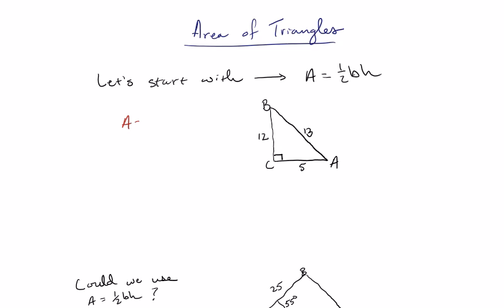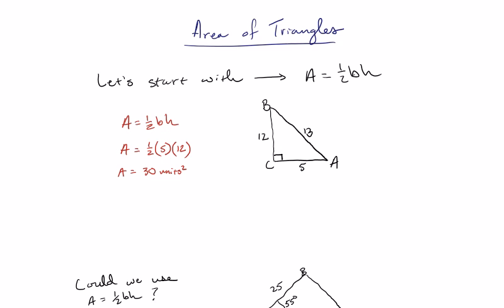So area equals 1/2 base times height, and in our picture we can see that the base is 5 and the height is 12, and so then we would say area equals 1/2 times 5 times 12. 5 times 12 is 60, half of 60 is 30, so we'd say 30 units squared. So 30 square units would be the area of that triangle.